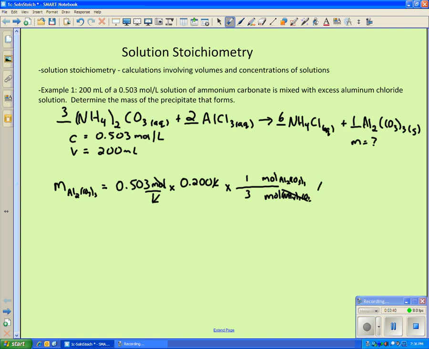So last thing is to find what I need, and that was a mass. So now I want grams over moles. And the molar mass for this is 233.99. Moles are canceling, and now I have grams, and the answer comes out to 7.85 for the 3 significant digits in the question.